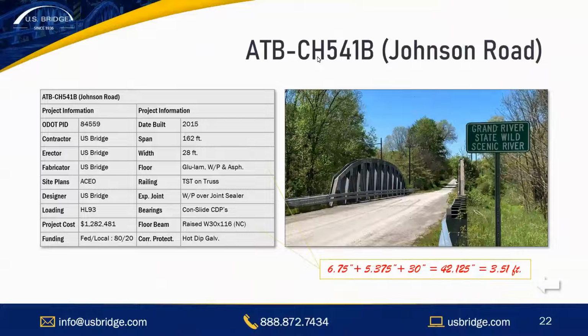Here we see Johnson Road in Ashtabula County, Ohio, over the Grand River, which was a scenic river in the state. It provides for a 3.5 foot structure depth. It's a 162 foot span over the river here. And its floor construction was made from glulam timber panels, bolted through with dome head bolts, and then waterproofed and asphalt paved over top.